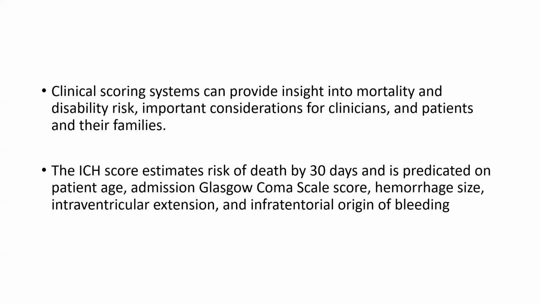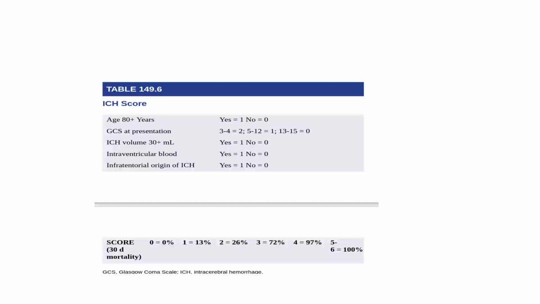Clinical scoring systems can provide insight into mortality and disability risk, an important consideration for the clinicians and patient and their family. The ICH score estimates the risk of death by 30 days and is predicted on the basis of the patient's age, admission Glasgow Coma Score, hemorrhage size, intraventricular extension, and infratentorial origin of the bleeding. So this is the ICH score.